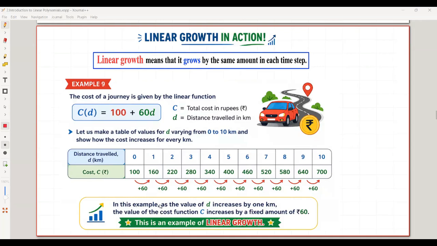In this example, as the value D increased by 1 kilometer, the value of cost function C increased by the fixed amount, that is 60 rupees. So this is the best example for linear growth. Linear growth means that it grows by the same amount in each time step. Here the same amount is 60 rupees. These types of situations come under linear growth.